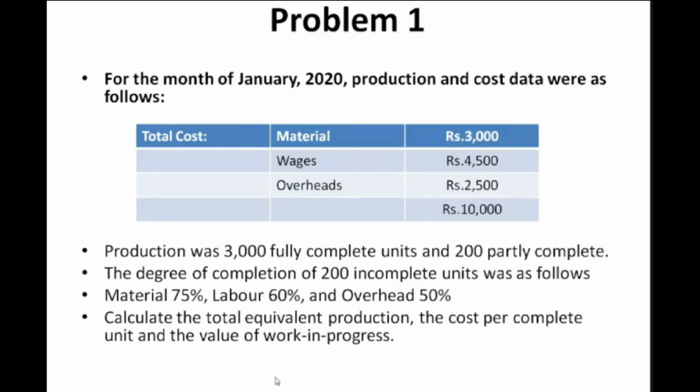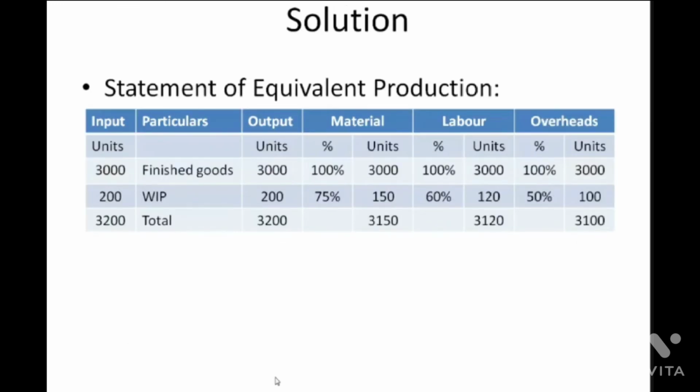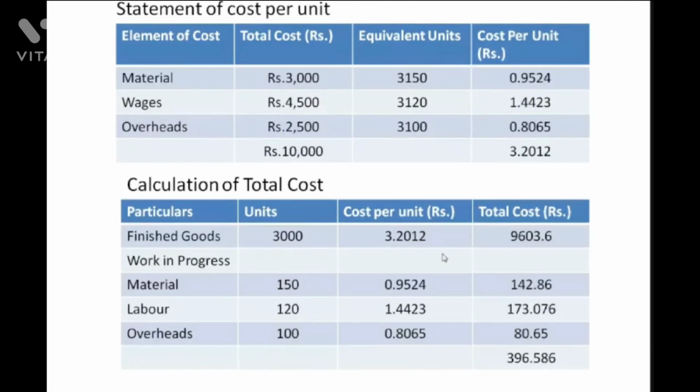Are you getting this example well? Is the example's data clear in everyone's mind? Okay, this is the solution. First of all we need to calculate equivalent production, equivalent units. So how do we calculate equivalent units? There are 3000 finished goods and they are 100% complete: 100% complete from the material point of view, from the labor point of view and from the overhead point of view. You can see that here for all three.